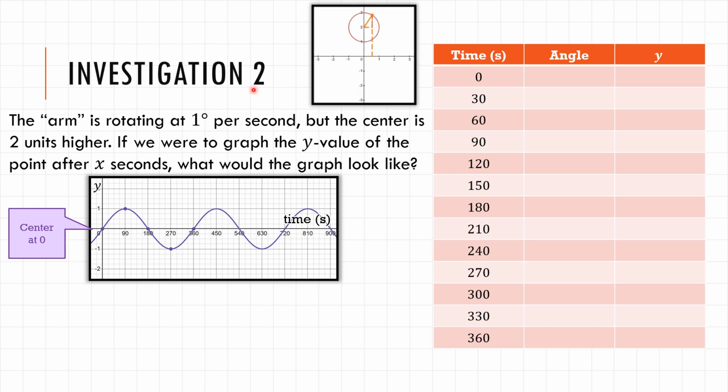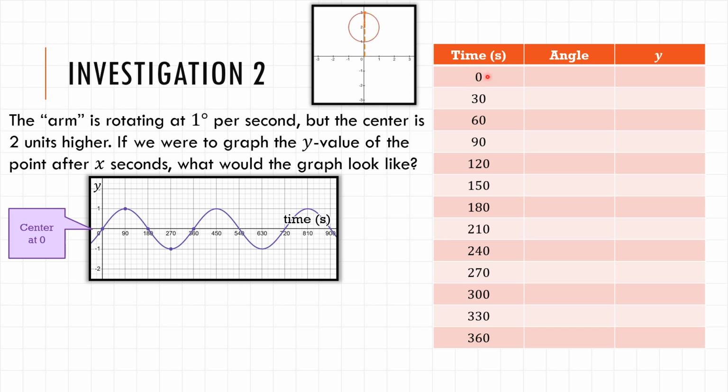In this next part of our investigation, the arm is right back to rotating at 1 degree per second, but now we've actually moved the circle 2 units higher. So where the center of the circle used to be at 0, 0, the origin, now it's at 0 and 2. So the whole circle has moved up. How does that change our table of values? I'll do the first couple of rows for you and see if you can continue on from there.